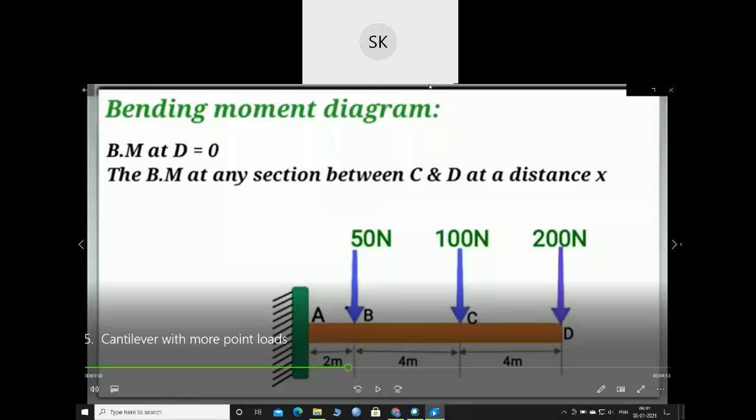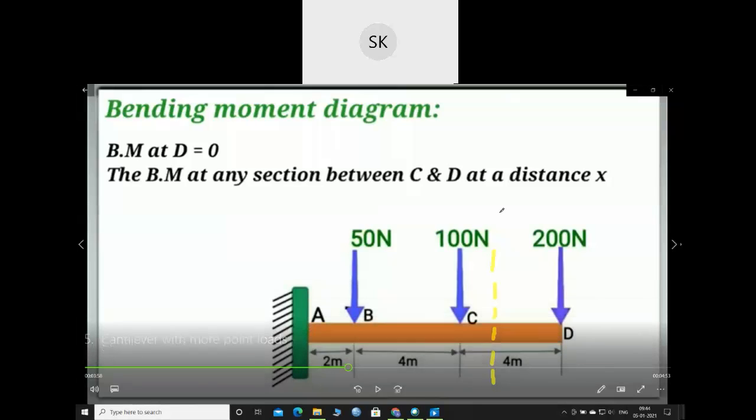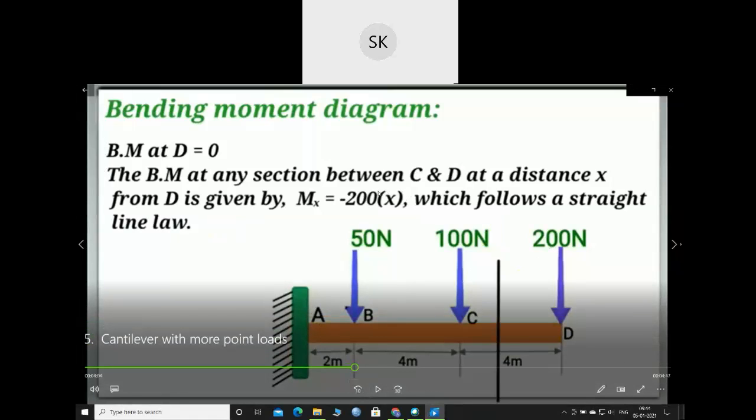Now for C to D, let's take a section XX at a distance of x meter. So what will be the bending moment? Force is 200 and distance is x, so it will be 200x. So the bending moment from C to D at a distance of x will be force into distance, 200x. As we have considered clockwise as negative, so minus 200x. Understood? Now let's consider another section.